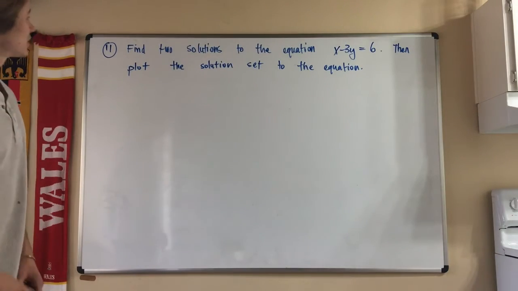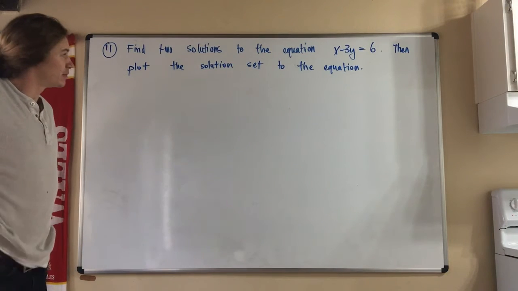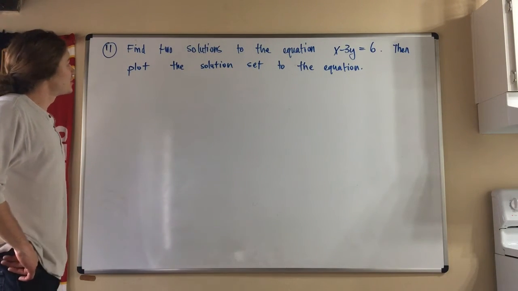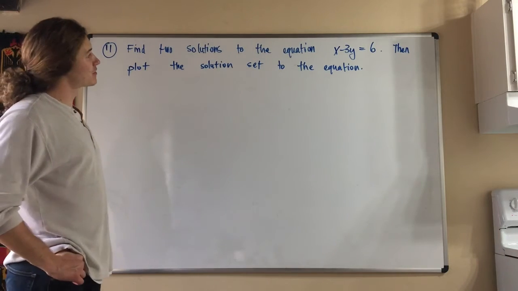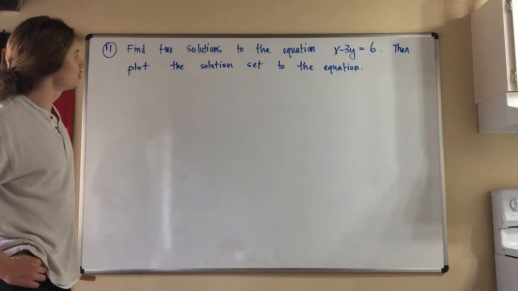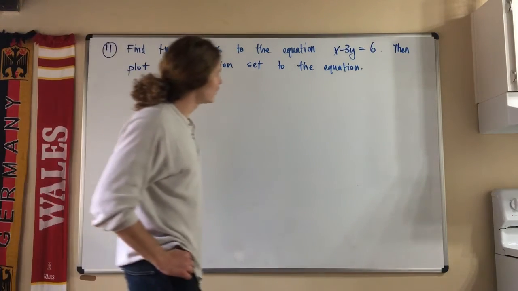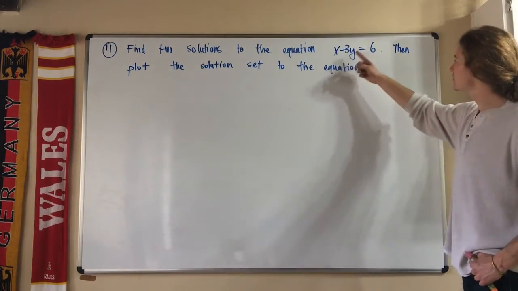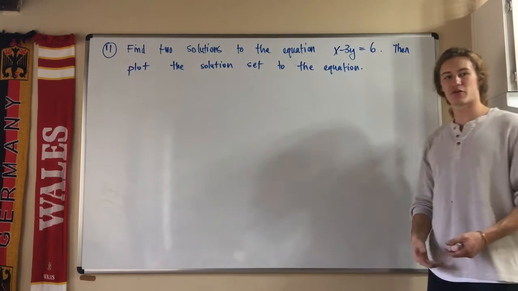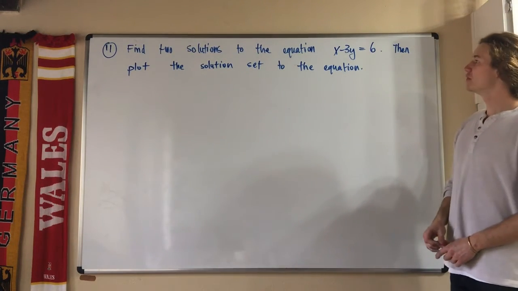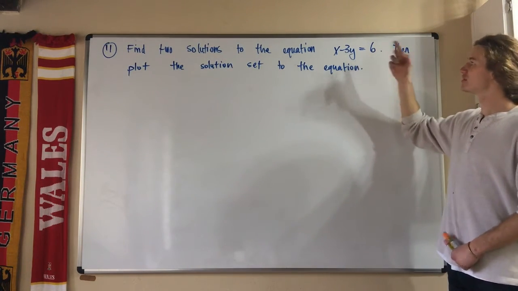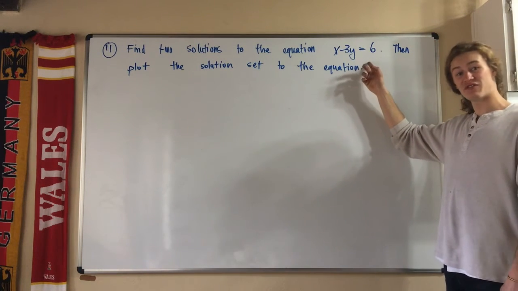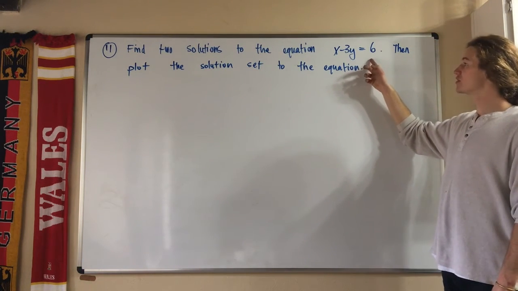Alright, this is problem number 11 from midterm 2. Let's see its solution. It says find 2 solutions to the equation x minus 3y equals 6, then plot the solution to the equation. So first thing we should notice is that this equation, x minus 3y equals 6, is a linear equation in 2 variables. We know that solutions to linear equations in 2 variables are ordered pairs. And we also know that there's an infinite number of ordered pair solutions.